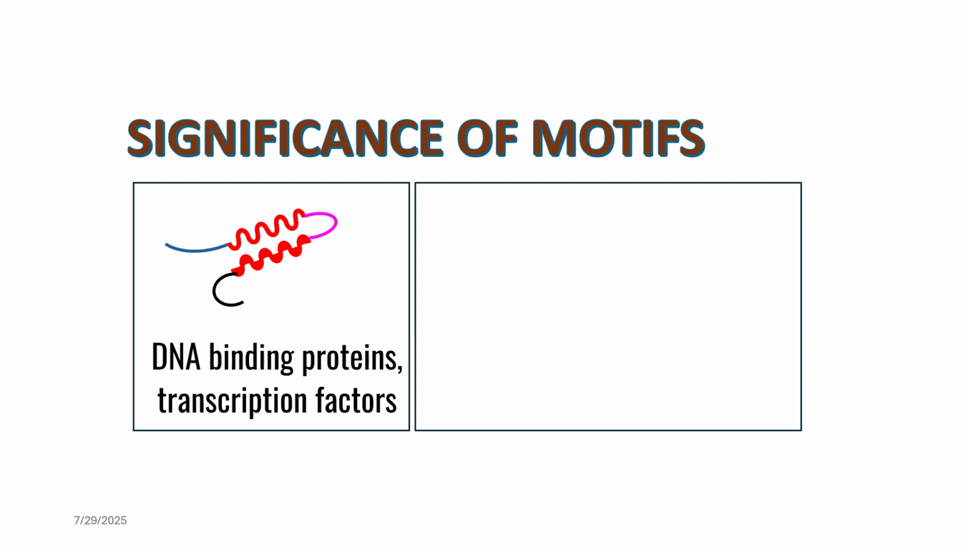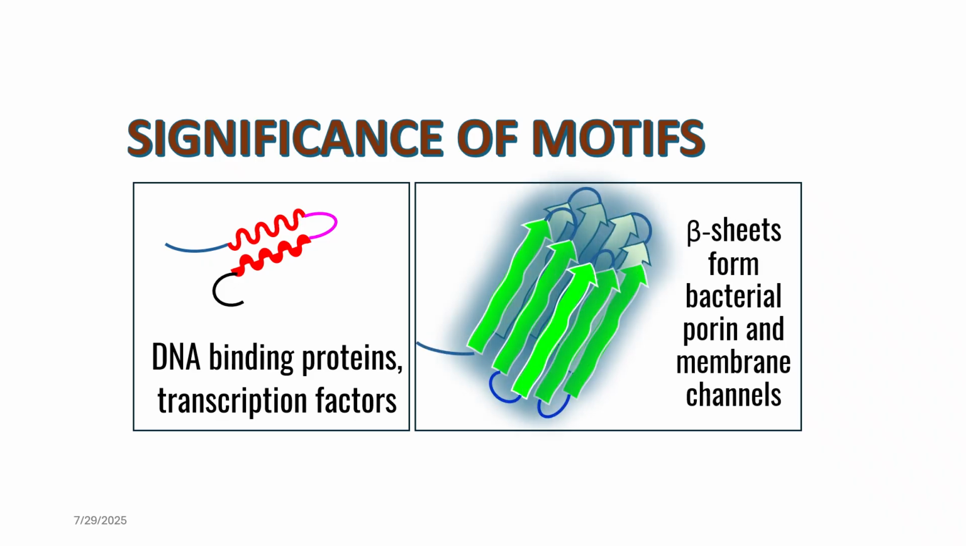For example, in case of DNA metabolism, various DNA binding proteins have these motif structures, such as DNA binding proteins or transcription factors. Or they can also play an important role by forming channels in the bacterial plasma membrane. They are called beta barrels or porins, bacterial porins or channels.